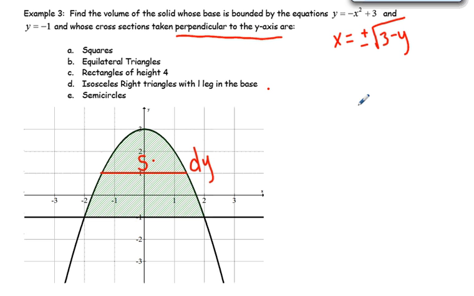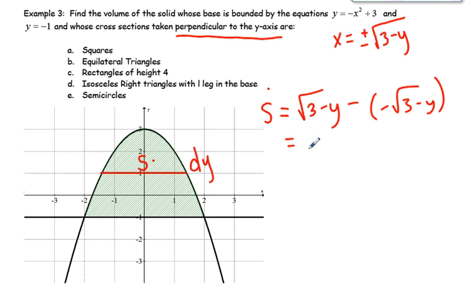All right, so if I want to now find that s, which I, again, wanted to find before I do anything else, and that's going to be now right minus left. So the right is going to be the positive square root of 3 minus y, and then that's going to be minus the negative square root of 3 minus y, which actually that's going to end up being 2 square roots of 3 minus y. So that's what s is defined by.